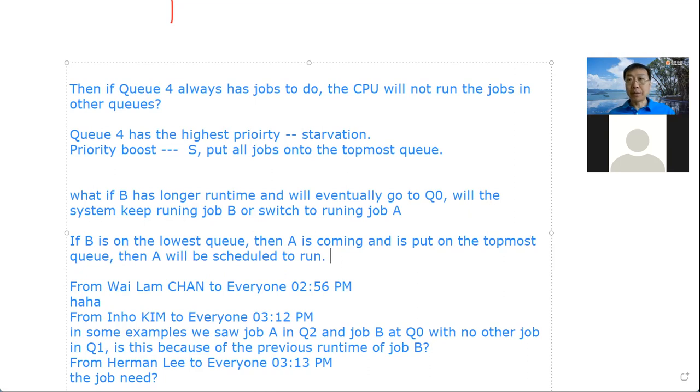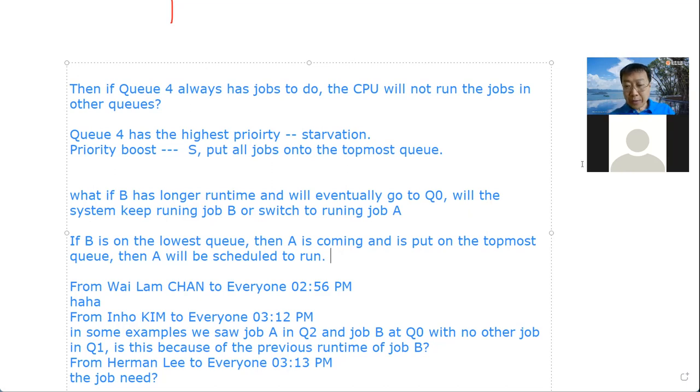This question is my question. Because I saw your slide, firstly job A is running on Q0, and then B comes in at the highest priority, and if it has a longer runtime and eventually goes to Q0, will the computer switch to run job A at Q0 before, or keep running job B? Okay, now I understand your question.